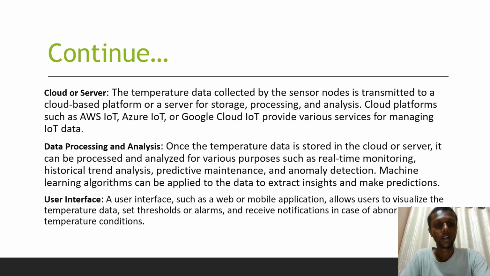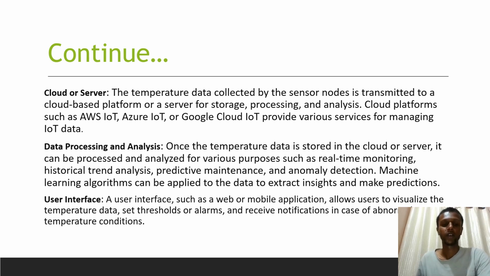Cloud platforms such as AWS, Amazon Web Services IoT, Azure IoT, or Google Cloud IoT provide various services for managing the IoT data. Data processing and analysis: once the temperature data is stored in the cloud or server, it can be processed and analyzed for various purposes such as real-time monitoring, historical trend analysis, predictive maintenance, and anomaly detection. Machine learning algorithms can be applied to the data to extract insights and make predictions.